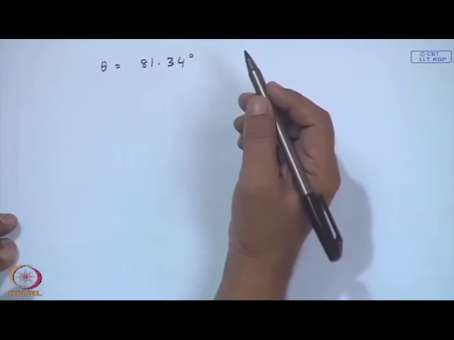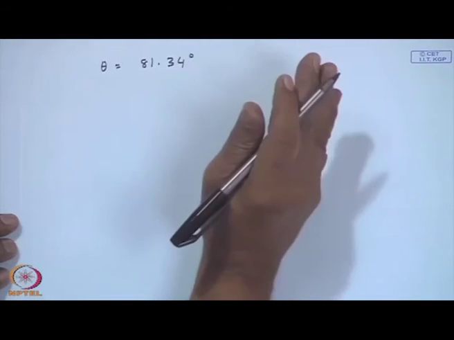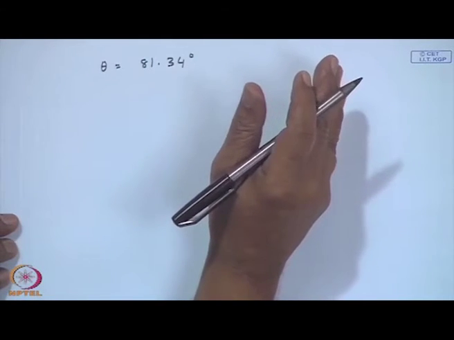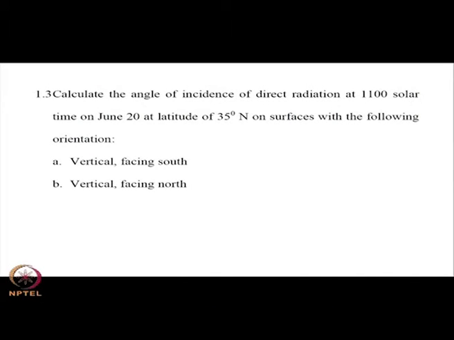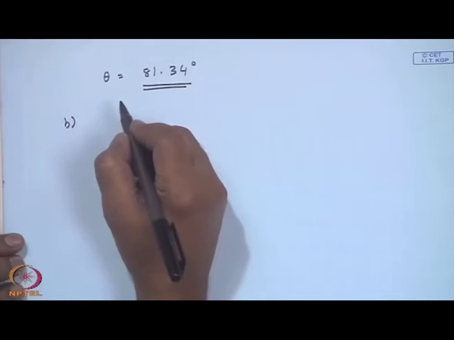So, you will realize the latitude is reasonably high, 35 degrees, it is June. So, the sun will be pretty much high up and almost at solar noon, because it is 11 o'clock. So, you have a pretty high angle of incidence, some sort of unfavorable angle of incidence, right, 81.34, where the maximum possible is only 90. B, vertical facing north.